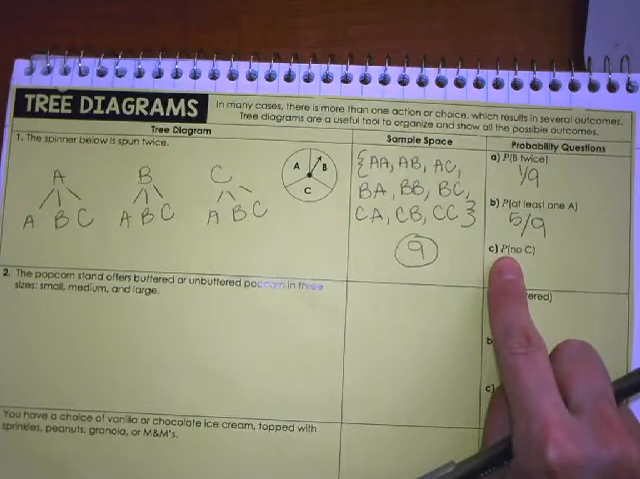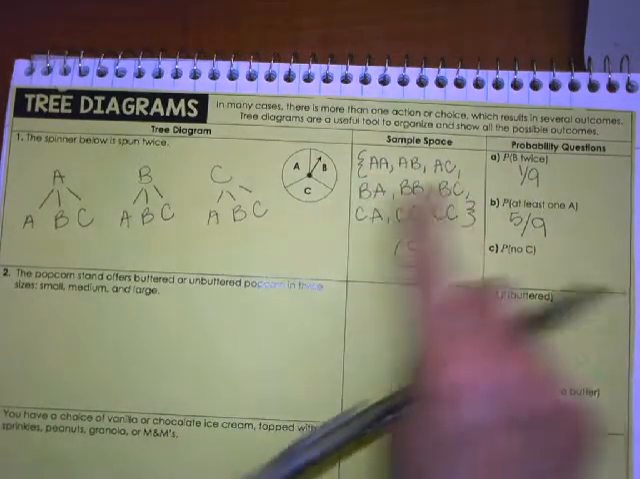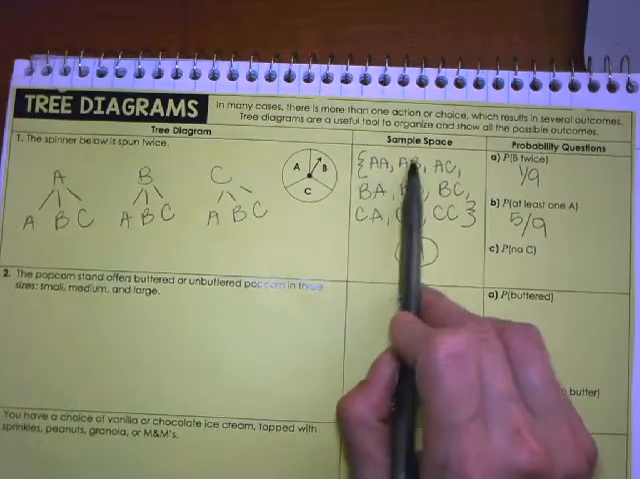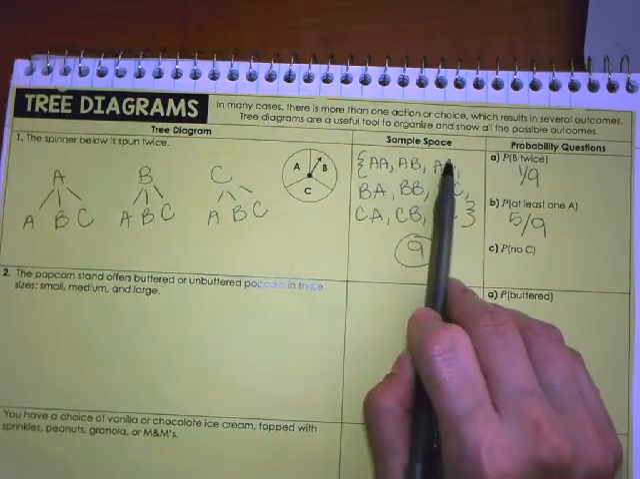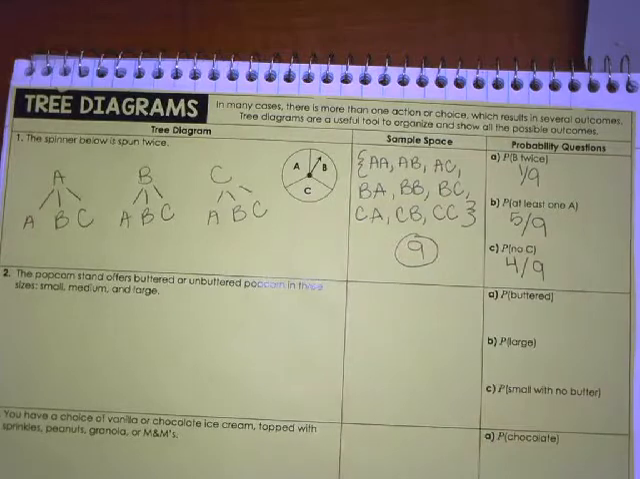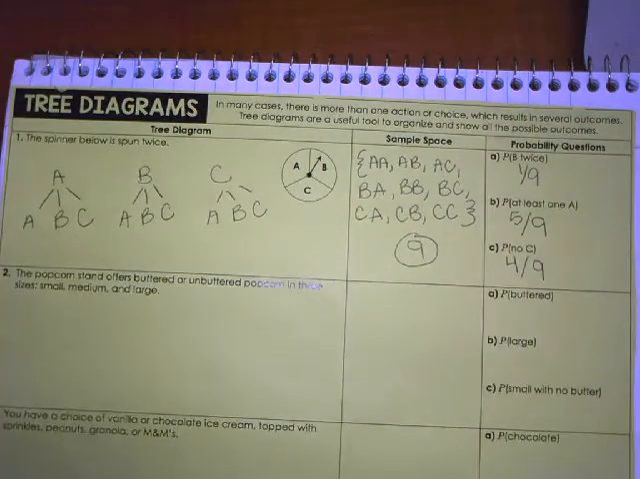Then the probability of this last one says no C, which means I'm going to count up all of my possible outcomes that do not have a C. So 1, 2, 3, 4. Those ones all have C's, so that means I have a 4 out of a 9 is my probability that I will get no C. Hopefully that made sense. We are not going to worry about percentages or decimals. Just make sure they are fractions in simplest form.